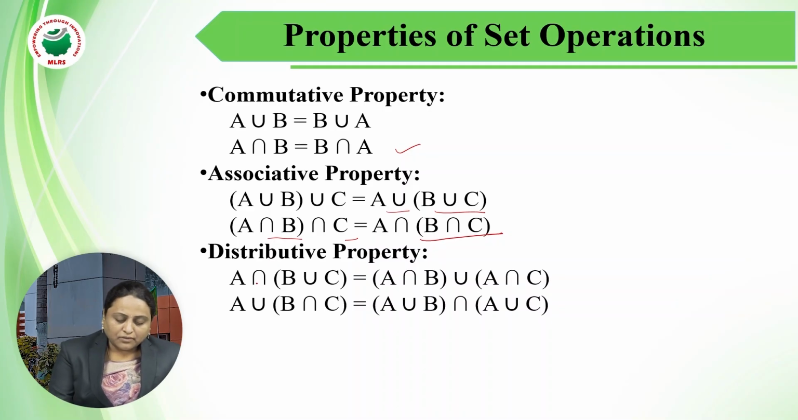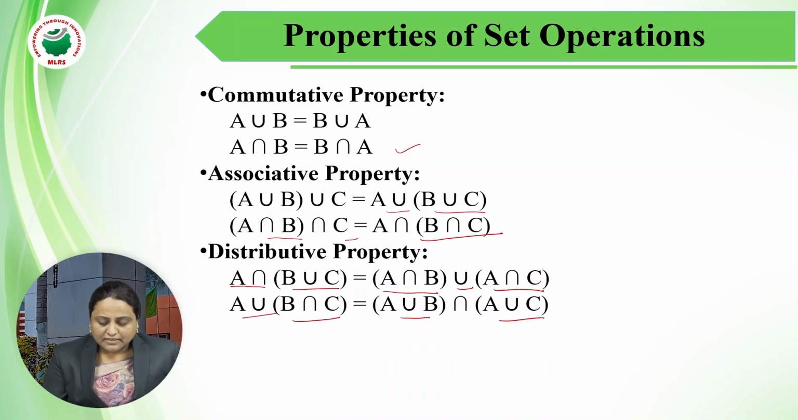That is when both intersection and union are applied here. A intersection B union C is equal to A intersection B union A intersection C. Similarly, A union B intersection C can be written as A union B intersection A union C. So whenever you want to represent an equivalent statement for sets, you can use these properties. These are the main properties: commutative, associative and distributive.